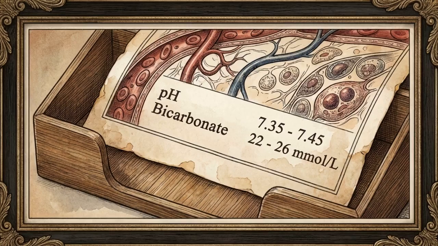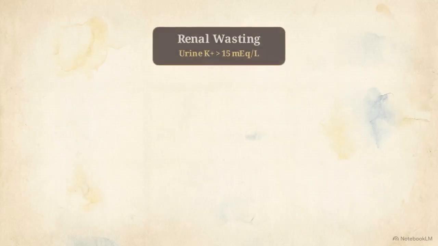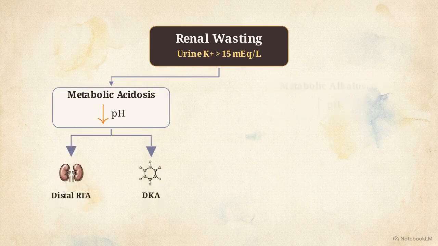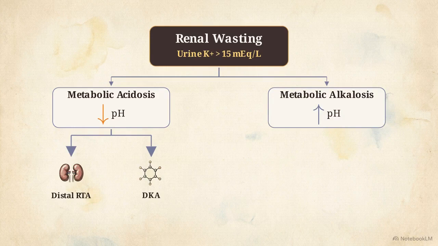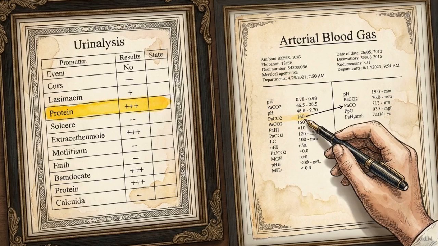For patients in the renal wasting category, we take the next diagnostic step to pinpoint the underlying disease, evaluating their acid-base status. Looking at the expanded right side, we check for metabolic acidosis, which links to conditions like distal renal tubular acidosis, or DKA. Alternatively, metabolic alkalosis links to a different set of triggers, like diuretic use, vomiting, or hyperaldosteronism. Overlaying acid-base status onto the urine potassium data provides a precise diagnostic path to the root cause of the deficiency.